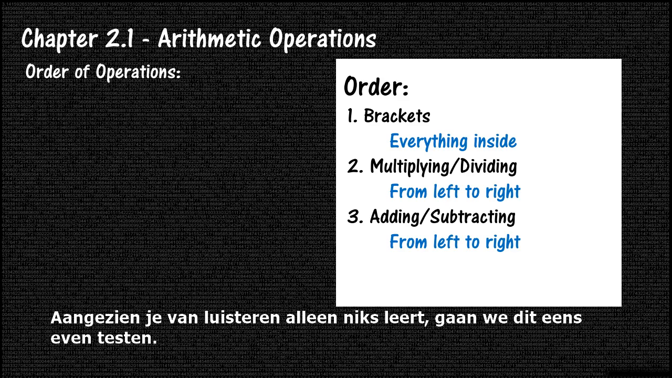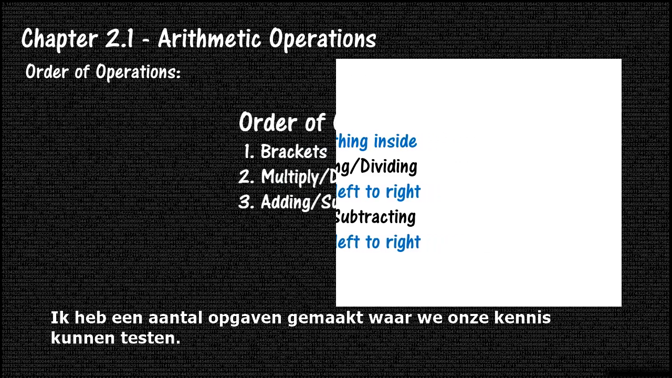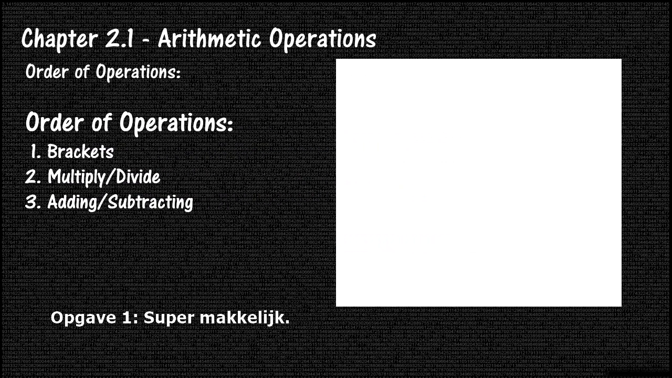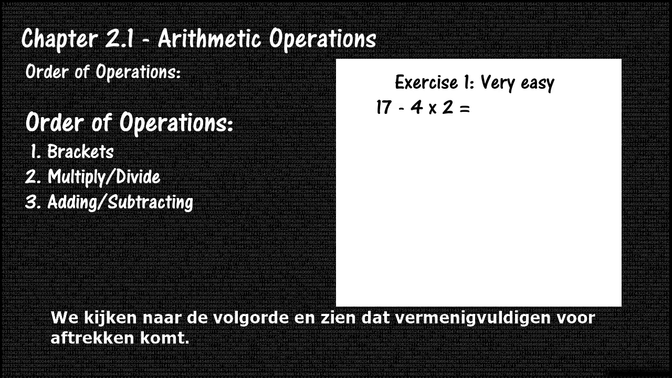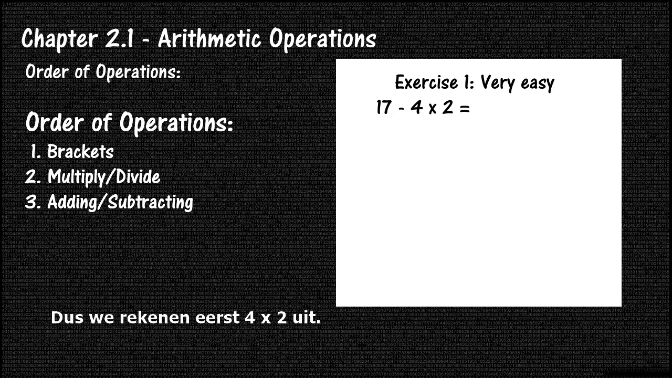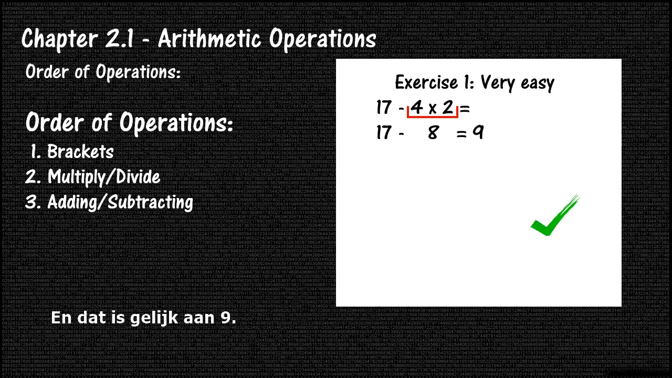As hearing is pretty easy, let's put our skills to the test. I've prepared a few exercises we can do to test our knowledge. Exercise 1. Skill level, very easy. 17 minus 4 times 2. We look at the order of operations and notice that multiplications come before subtractions. So first we calculate 4 times 2. Our next line will then be 17 minus 8, which is equal to 9. Easy, on to the next one.